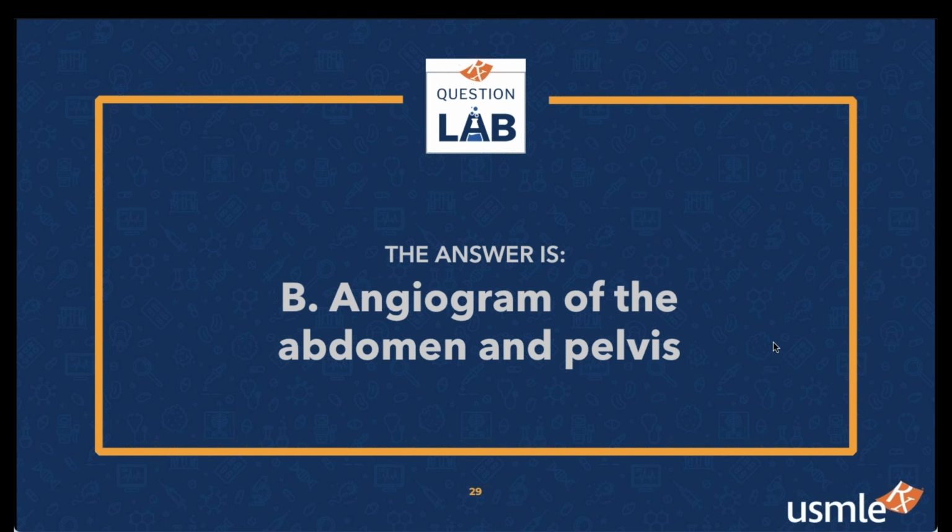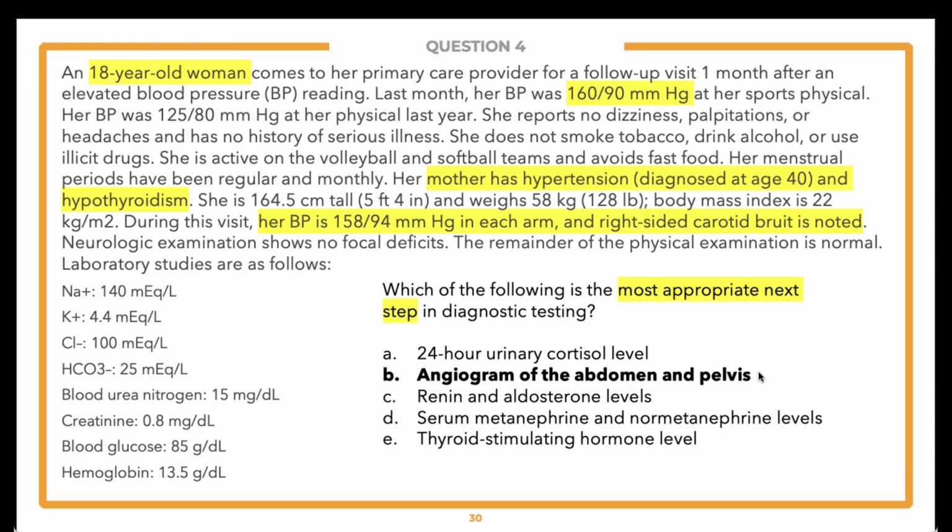What makes it the angiogram as opposed to some of the blood testing and the urine testing that they're pointing towards? First of all, I want you to diagnose this patient, right? This is somebody who is an 18-year-old woman. She's hypertensive, and they give you some clues to point towards what her diagnosis could be. The biggest clue being the right-sided carotid bruit.